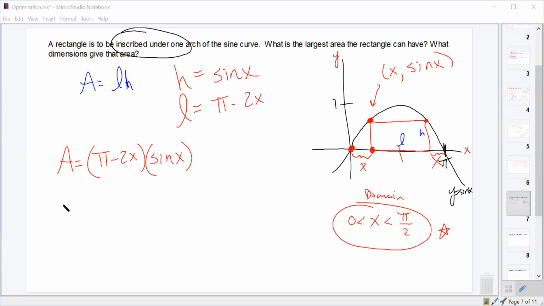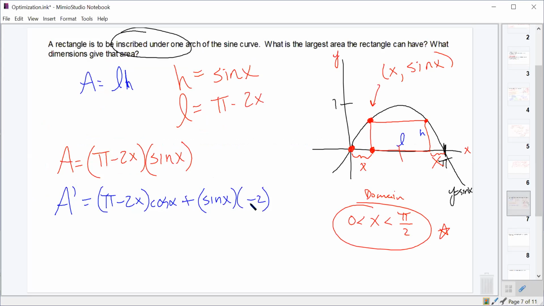Good. All right, so what's A prime? Well, this is pi minus 2x times sine x. That's the product rule: pi minus 2x times cosine x, plus sine x times the derivative of this, which is -2.